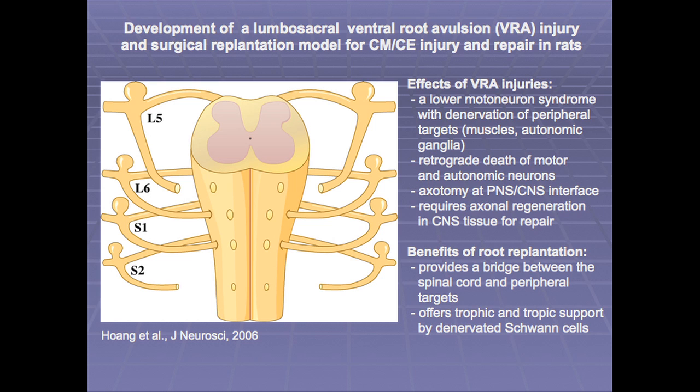But so far, all we've done is accomplish cell protection, and we can get axons to grow to the periphery, but we have no function yet. So what we did next was to expand our injury model to a bilateral injury model. In this case, we avulsed the roots at multiple levels and surgically replanted on both sides of the spinal cord in this fashion to get a surgical reconnection. You can see that here.